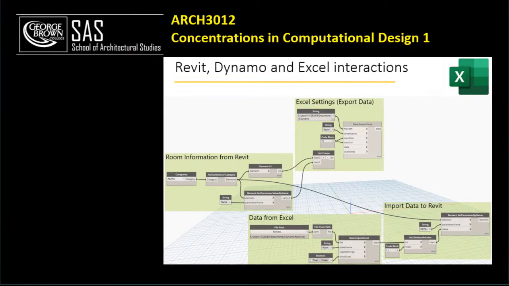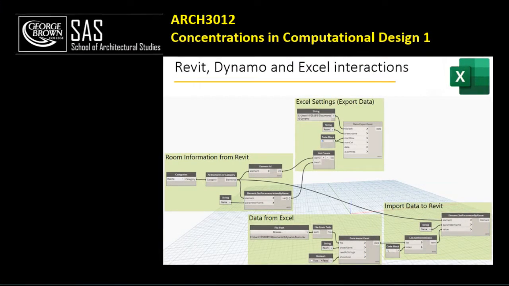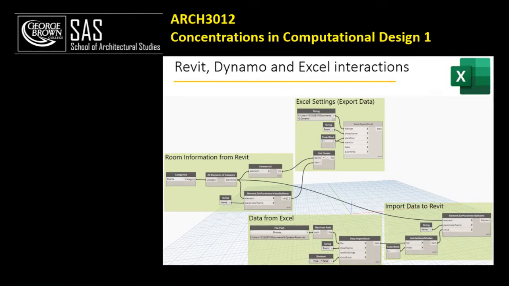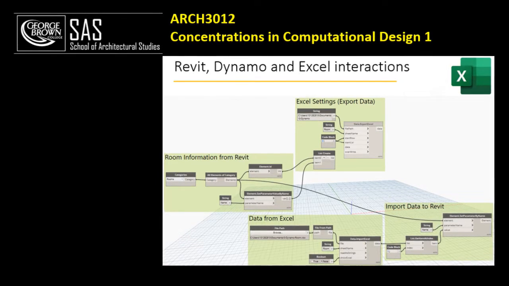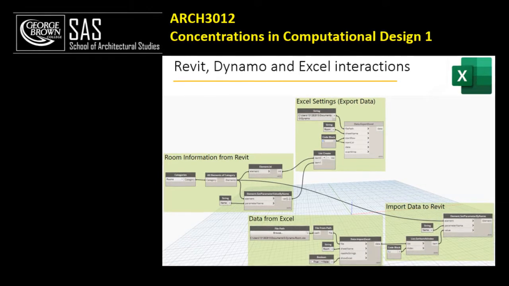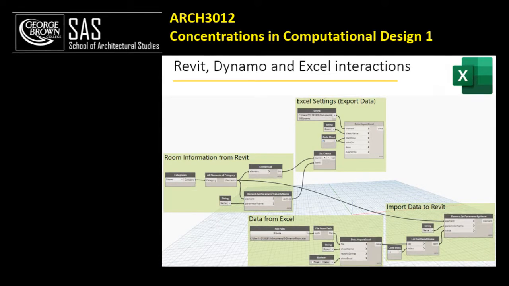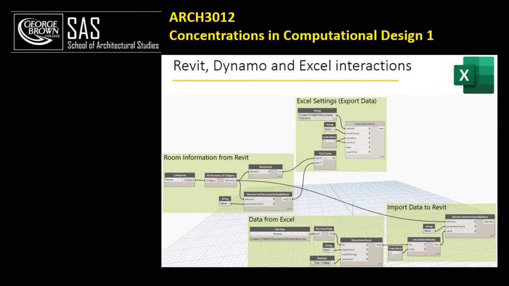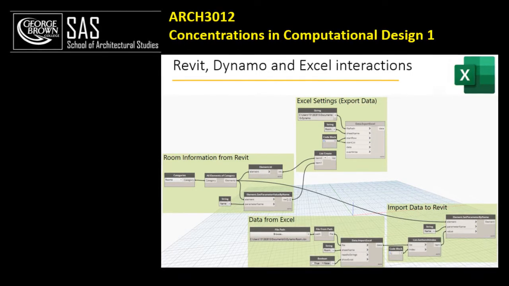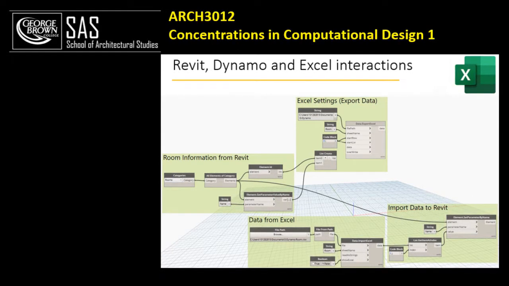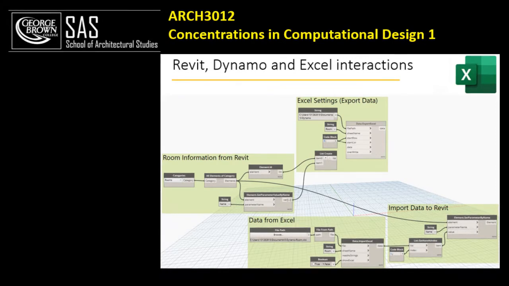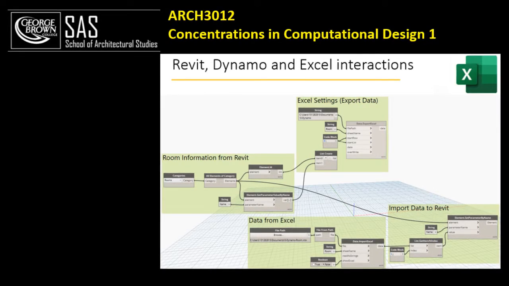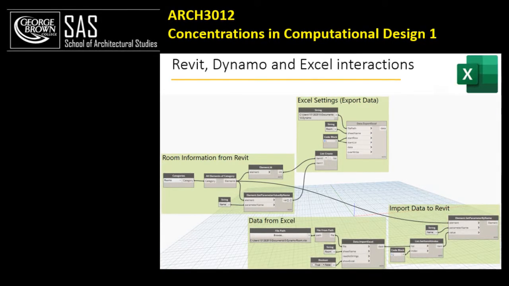We further talk about Revit, Dynamo, and Excel interactions. Actually, Dynamo is a good tool to mediate between Revit and Excel. We learn how to import data from Dynamo to Excel, and from Excel to Dynamo, and eventually to Revit. This is very helpful if you're going to do some cost analysis, if you want to export your file for further analysis to Excel.